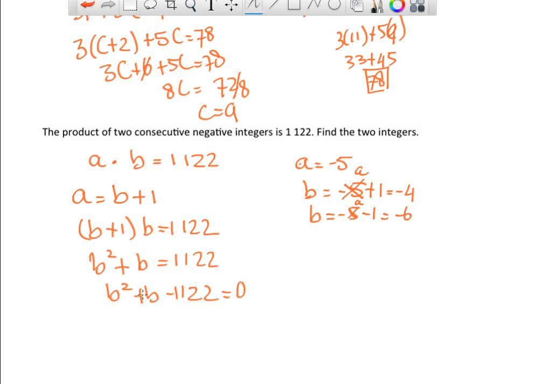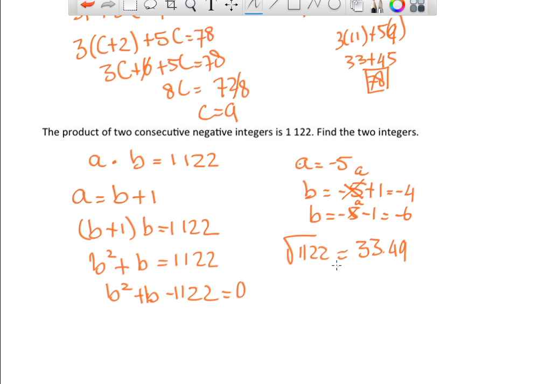And then you could use the quadratic formula, or you can maybe guess and test here. A good thing to do would be to see what the square root of 1122 is. If you do that, you have an idea, because these numbers are almost the same. So what I'm doing right now is taking the square root of 1122. That means I got 33.49.